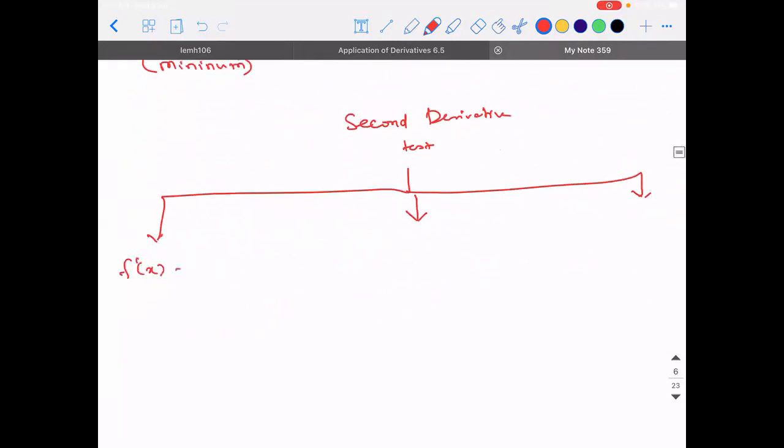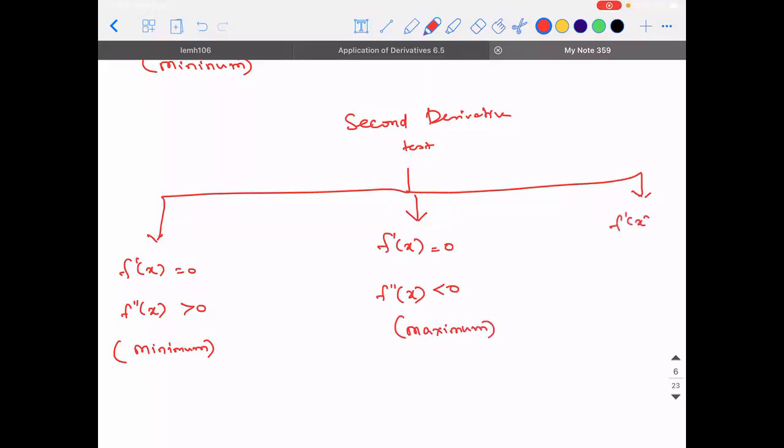Whereas in the second derivative test, f dash of x is equal to 0 and f double dash of x is greater than 0, then it will be the point of minimum. Similarly, f dash of x is 0, f double dash of x is less than 0, then this will be the point of maximum. If f dash of x is 0 and f double dash of x also comes out to be 0, then this test fails. The meaning of this test failing is it is not satisfying either of the conditions.